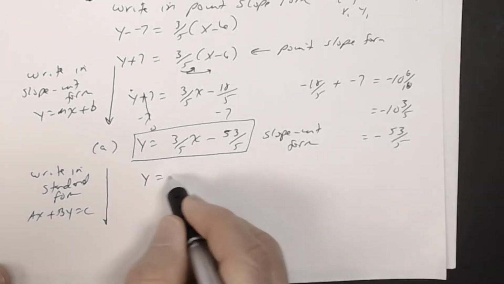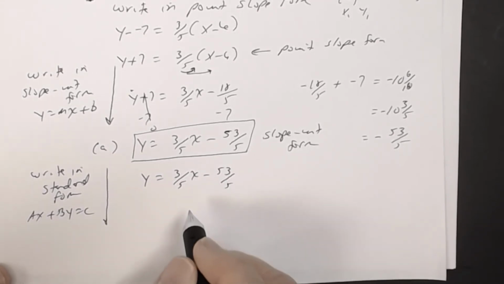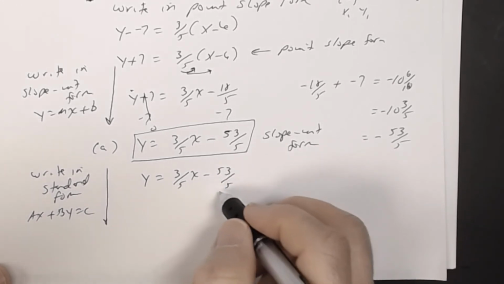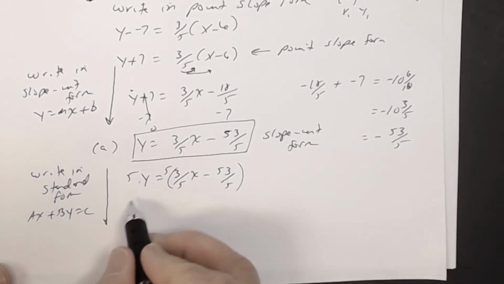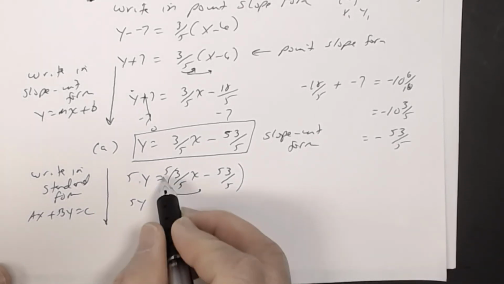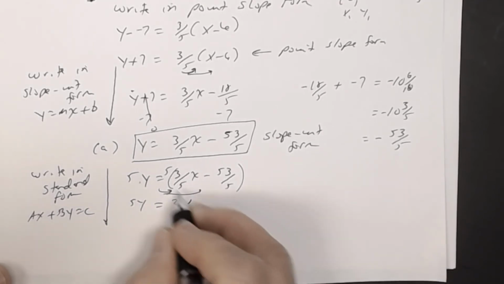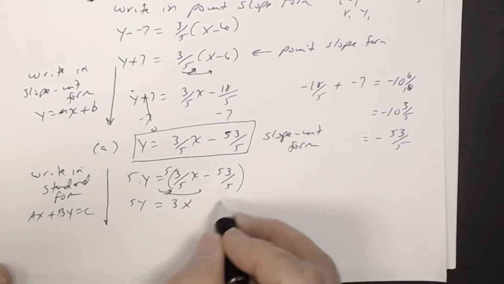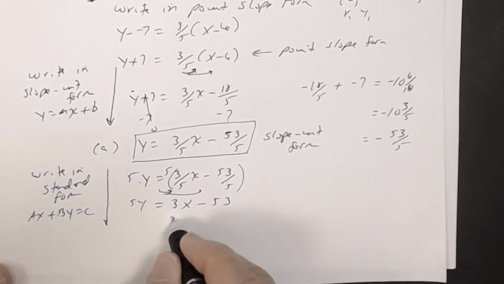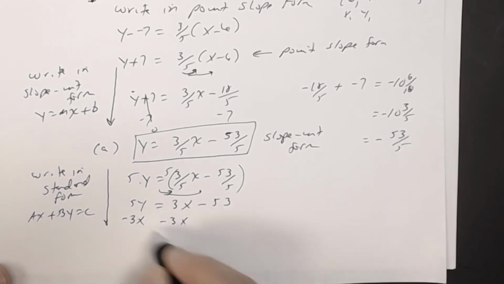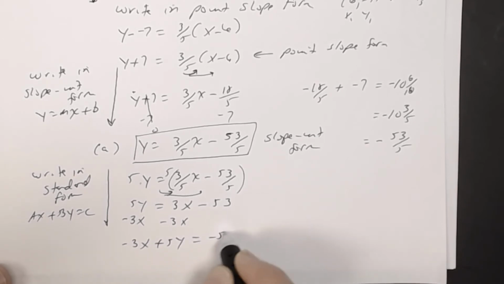So I'm going to go ahead and rewrite this over. The LCD is 5, excuse me, the LCD is 5, so multiply both sides by 5, just like this. So I get 5y, and then we distribute. 5 times 3/5 x is 3x. 5 times a -53/5 is a -53. Now I'm going to subtract 3x from both sides, and I get -3x plus 5y equals -53.